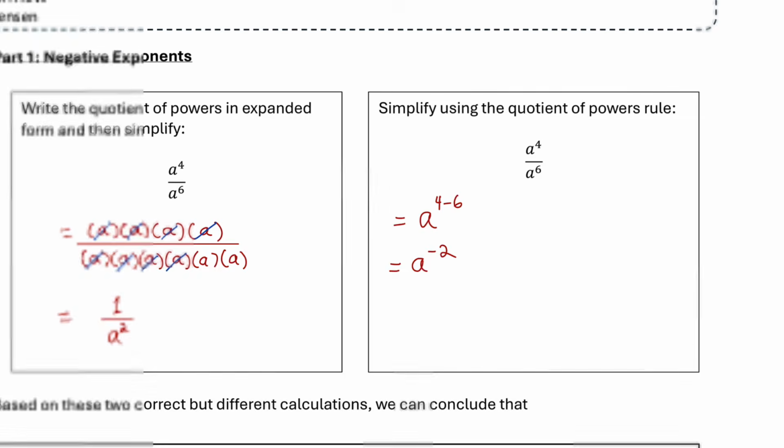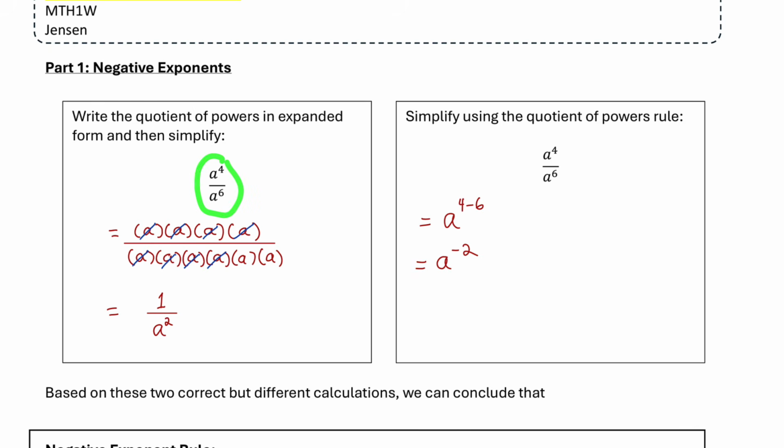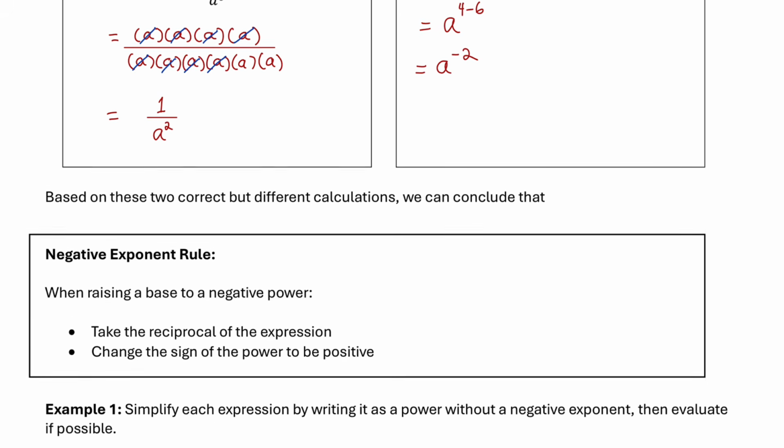And now what we've discovered is that a to the power of 4 divided by a to the power of 6 is equal to both 1 over a squared and a to the power of negative 2, which tells us that a to the power of negative 2 must be equal to 1 over a squared. And notice, if I took the reciprocal of a to the power of negative 2 and changed the sign of the exponent, I would get 1 over a squared. So that's going to be our negative exponent rule.